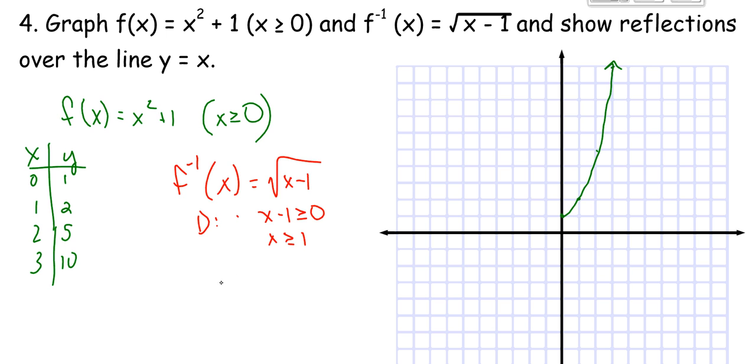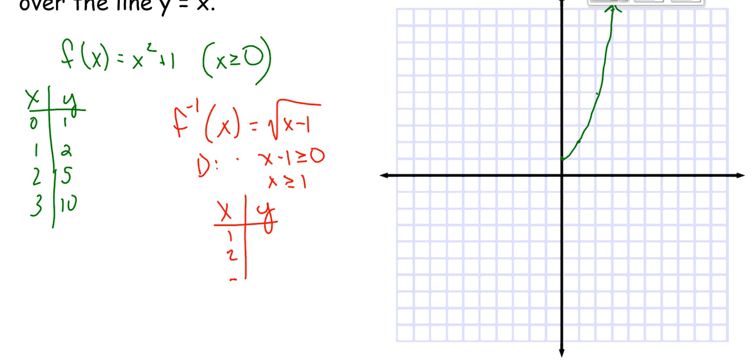And so I'll make another table of values of x and y. I'll do 1 and 2, and then 5, and that should be 10, and 10, and that should be 3. But let's just validate that. 1 minus 1 is 0, square root of 0 is 0. 2 minus 1 is 1, square root of that is 1. 5 minus 1 is 4, square root of 4 is 2. 10 minus 1 is 9, square root of 9 is 3. So notice in that XY table, we are interchanging the x's and the y's.